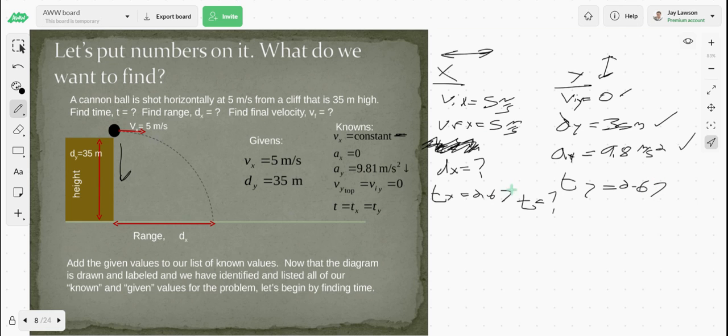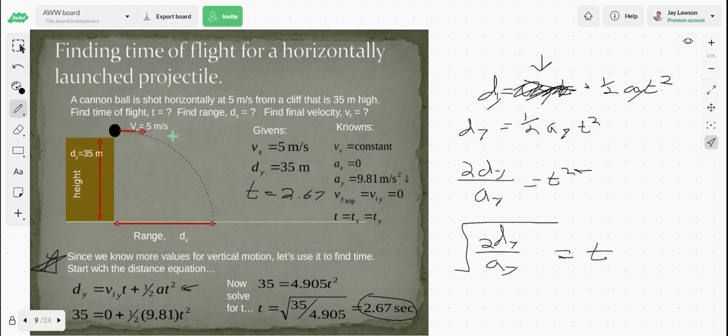Now look, in the x direction, you know one more thing. You don't just know the velocity, now you know the time. So can we solve for displacement? Let's see. I don't know. We'll find out. So we solve for time. That's the first part of the problem. So we're good. Okay. The next thing I want to do is find the range.